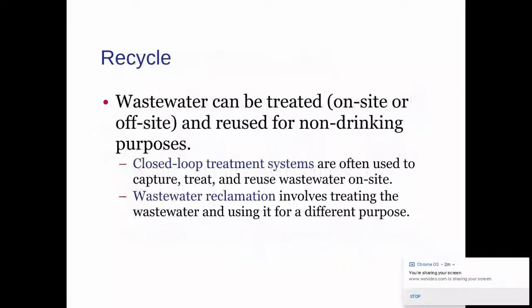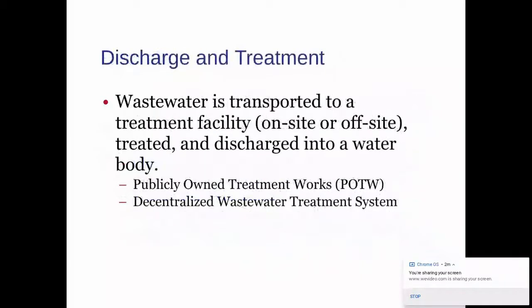But what happens most often is the water that we use will be sent to a treatment facility that we're going to be talking about in a few minutes. And then that's the water reclamation, which involves treating it and then discharging it for, or using it for, a different purpose. And then finally, wastewater is transported to a treatment facility on-site or off-site, treated and discharged into a water body.